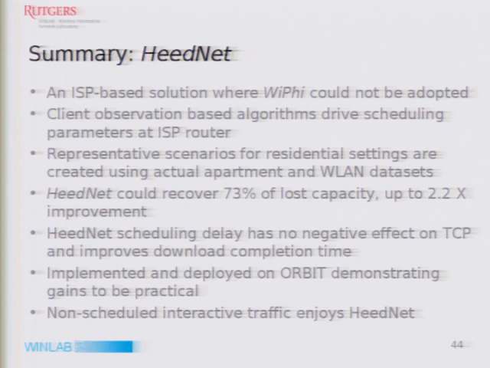But if you compare that to the last data that I showed, it's 73% of the lost capacity coming back, which translated to a 2.2x improvement in throughput for system capacity. In the HeedNet algorithm, there are some parameters, right? We were looking at a collision rate, and you compare that to some threshold. How much did you have to tweak that? Was it pretty robust, or did you have to try a lot of times and find the right numbers?